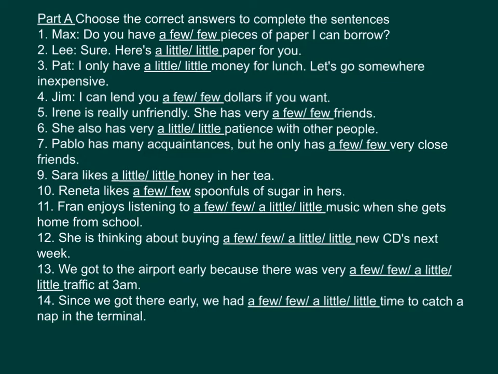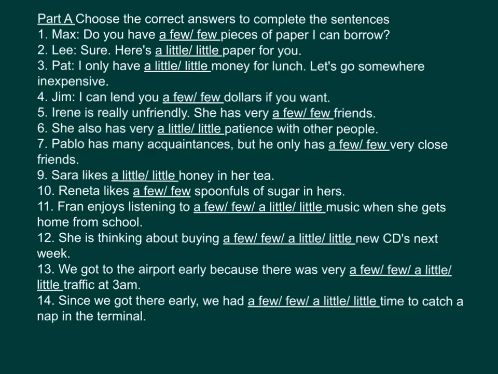Part A. Choose the correct answer to complete the sentences. Number 1. Max. Do you have a few or a few pieces of paper I can borrow? Number 2. Lee. Sure. Here's a little or little paper for you. Number 3. Pat. I only have a little or little money for lunch. Let's go somewhere inexpensive. Number 4. Jim. I can lend you a few or a few dollars if you want.